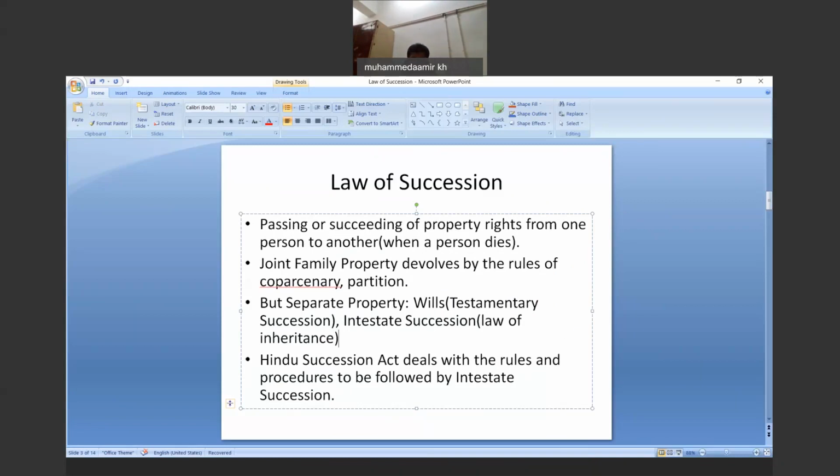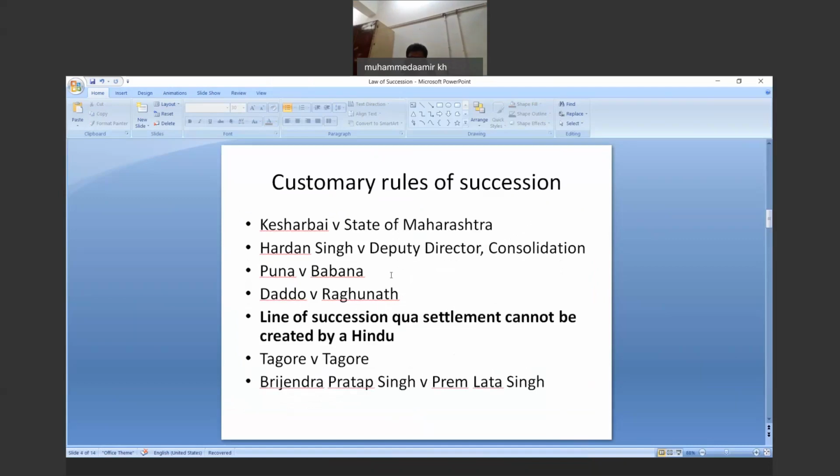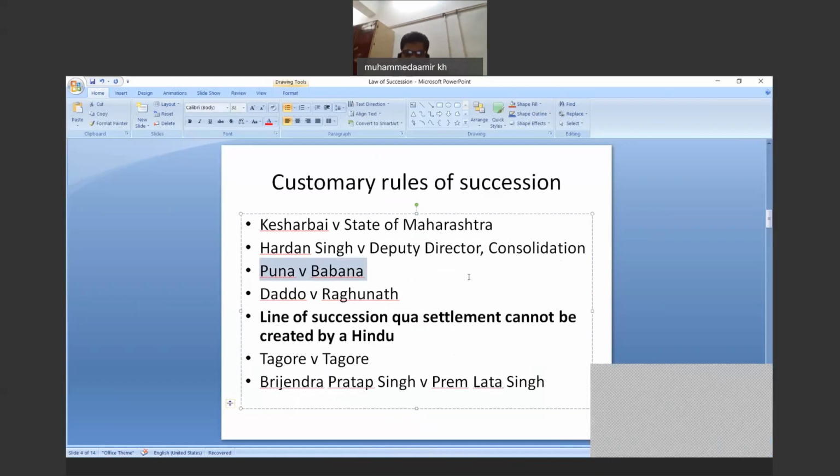Now coming to another case, Pune versus Babana, of the year 1971. In this case it was held that, apart from Section 30, which confers on a person the power of disposing of his property by will or other testamentary disposition, his property, including the undivided interest in the Mitakshara coparcenary property, can be disposed of. So through a will, a person is free to dispose of his property, which includes the undivided interest in the Mitakshara coparcenary property.